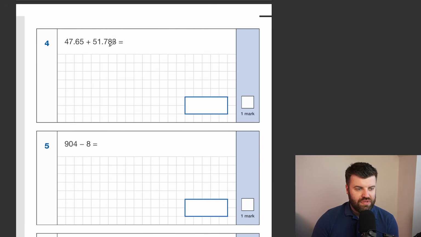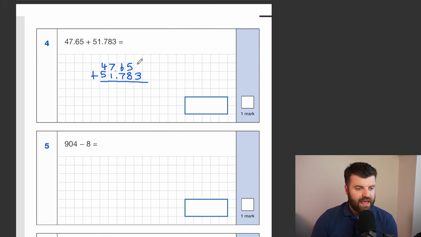Question 4, 47.65 plus 51.783. This is a classic addition question with decimals, where the number of decimal places is different. In the first number, we have 2 decimal places, 6, 5. In the next one, yes, the tens and the ones match up, but then we have 7 in the tenths, 8 in the hundredths, and then we have some thousandths at the end there.